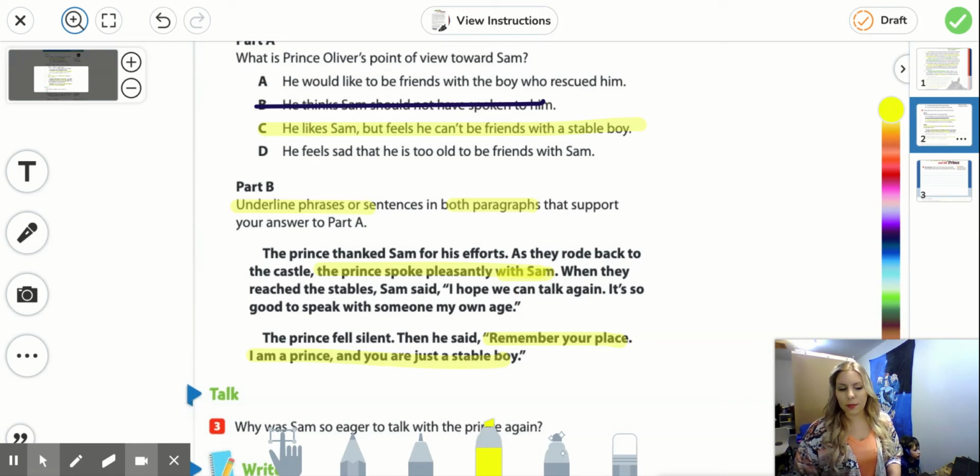Thumbs up when you are on page 3, ready for the written response. Three. All right. Let's go to page 3.